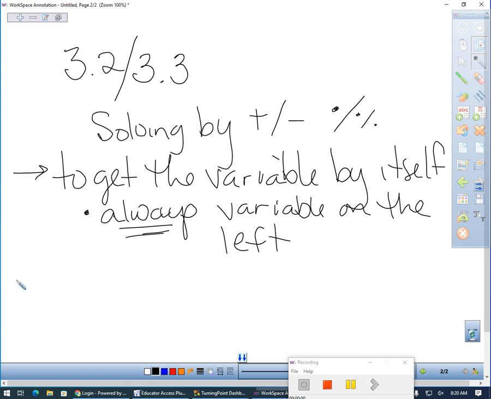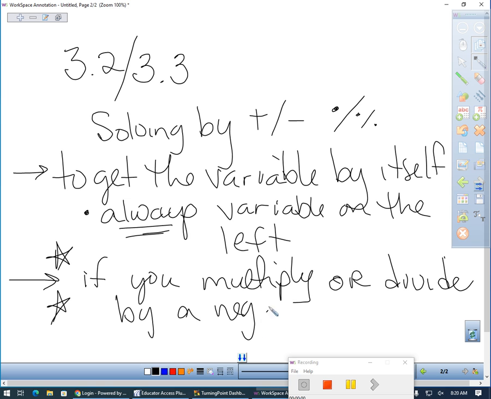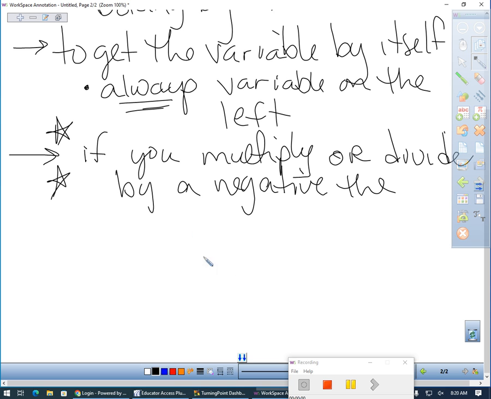And then there's one special rule when it comes to inequalities. This is a super important rule. You can put some stars by it, you can underline it, whatever you need to do to remember this one rule: if you multiply or divide by a negative, the inequality sign flips.